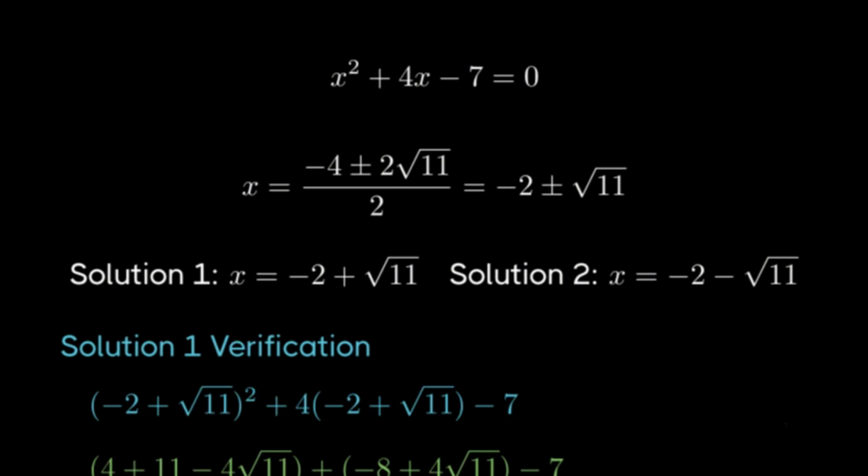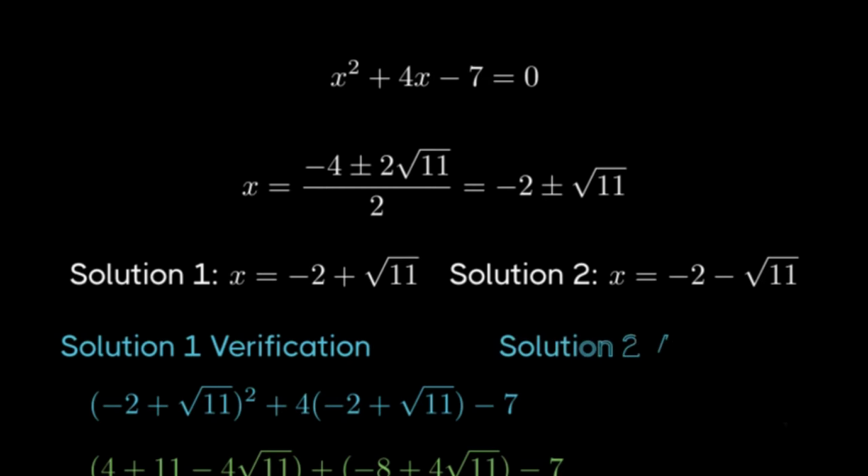Now we can group all the numerical terms together and all the terms with square root of 11. Notice that the terms with square root of 11 have opposite signs: -4 times square root of 11 and +4 times square root of 11. These will cancel each other out completely. Adding the remaining numerical terms, we have 15 minus 8 minus 7, which equals 0. This confirms that our first solution is correct.